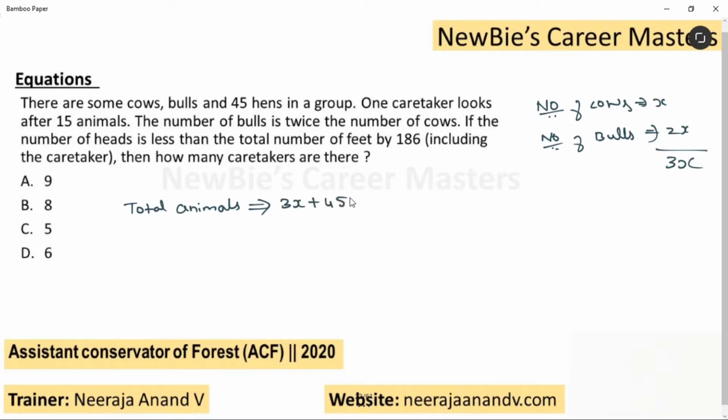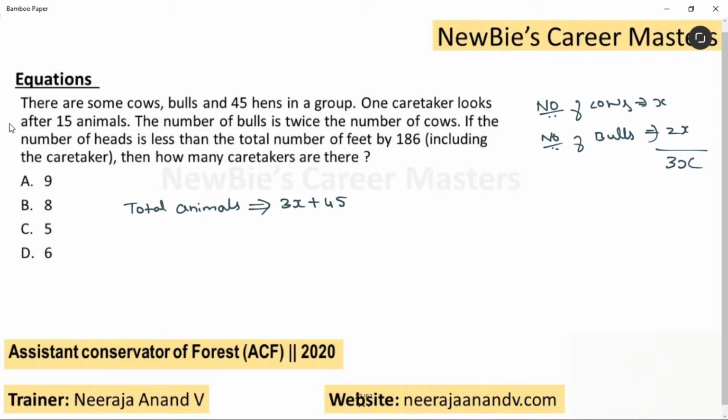So plus 45. Very simple. I hope the step is clear. 3x plus 45 is the total count of animals. Now, one caretaker looks after 15 animals. You have to form 15 animals as a group. For each group, one caretaker is required.